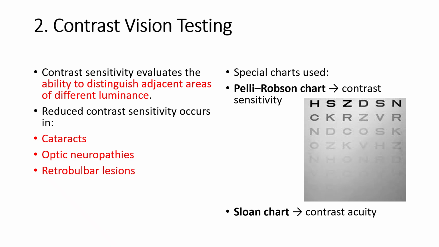Contrast vision testing. Contrast sensitivity evaluates the ability to distinguish adjacent areas of different luminance. Reduced contrast sensitivity occurs in cataract, optic neuropathies, and retrobulbar lesions. Special charts are used for this. First, the Pelli-Robson chart. The contrast sensitivity is tested using the chart shown. Next is the Sloan chart. It is for testing contrast visual acuity.